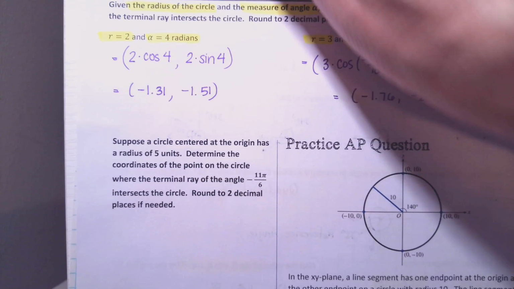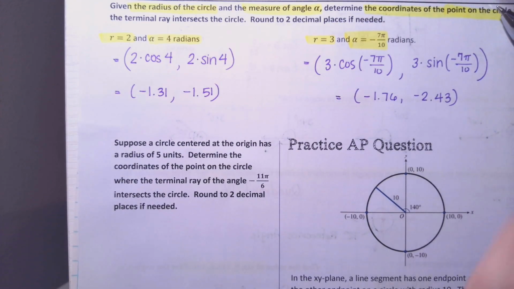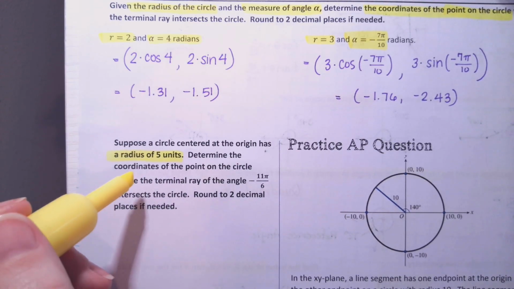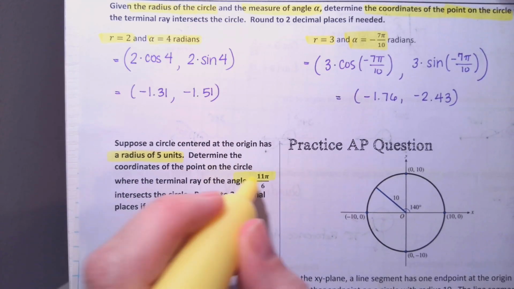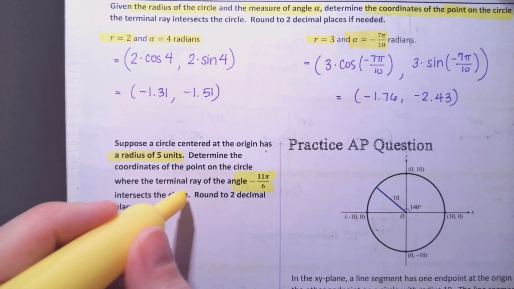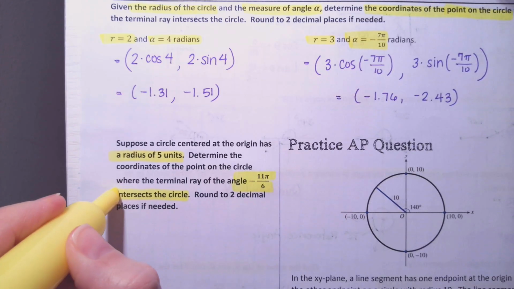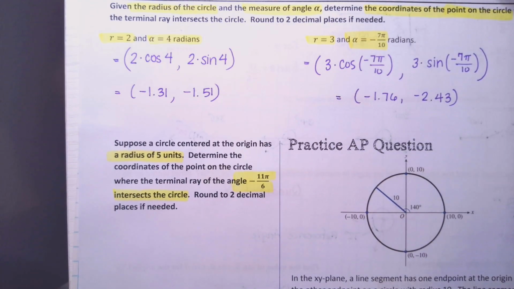Let's read the next one. Suppose a circle centered at the origin has a radius of 5 units. Determine the coordinates of the point on the circle where the terminal ray of angle negative 11 pi over 6 intersects the circle. Round to 2 decimal places if needed. I'm going to assume that this is in radians. Usually anytime there's a pi like that, it is in radians.